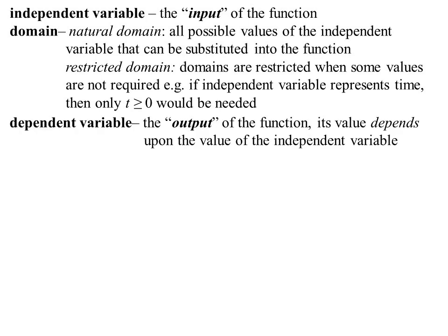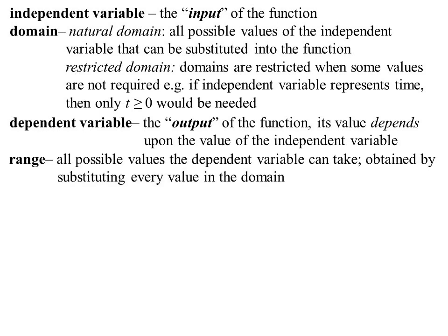The dependent variable is then the output. So we put the number in, what gets spat out. Its value depends on what you input, hence the name, dependent variable. So the range then is all the possible values of the dependent variable, all the possible answers that it could take by substituting in every possible number from the domain. So we substitute every possible number in, what are all the possible numbers we get out.